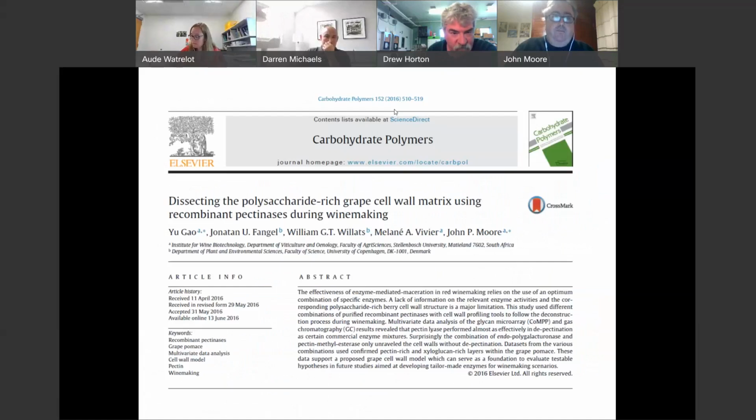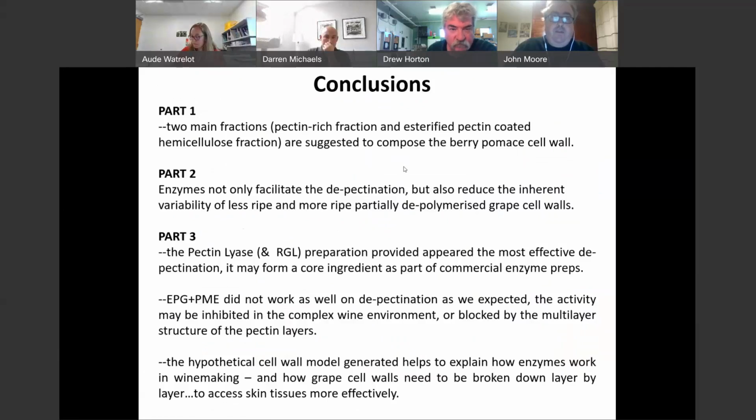So part one, from the study, we have two main fractions, a pectin-rich fraction and an esterified pectin-coated hemicellulose fraction. Enzymes not only facilitate depectination, but they also reduce the inherent variability of less ripe or more ripe, partially depolymerized grape cell walls. The pectin lyase and the RG lyase preparation proved to be the most effective for depectination, and it may form a core ingredient of commercial enzyme preps.